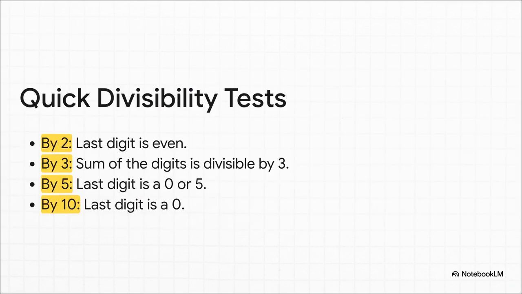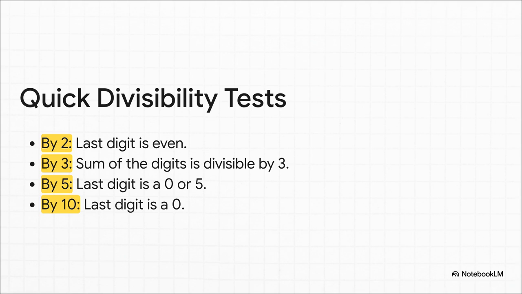Now, these little tricks right here are absolute gold, especially for your non-calculator paper. They're shortcuts to check for factors without doing any long division. You just look at the number. If the last digit's even, you know it divides by 2. If you add up all the digits and that total is in the 3 times table, the whole number divides by 3, and the rules for 5 and 10 are even easier. Just look at the last digit. You need to memorize these.